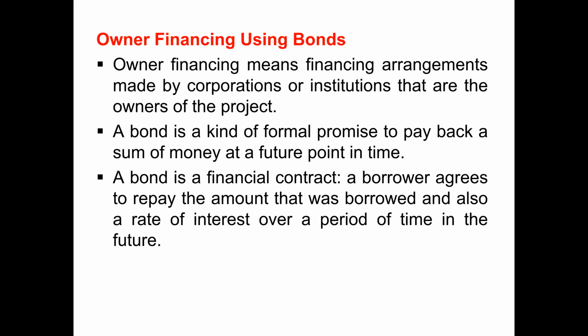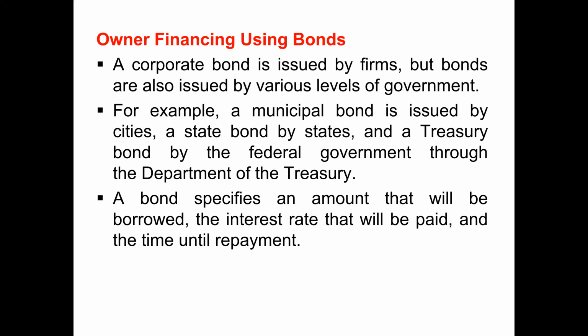A bond is a financial contract. Okay, a borrower agrees to repay the amount that was borrowed and also a rate of interest over a period of time in the future. Okay. So the borrower will pay the rent, and then they will return the loan also, what they have borrowed. A corporate bond is issued by firms, but bonds are also issued by various levels of government.